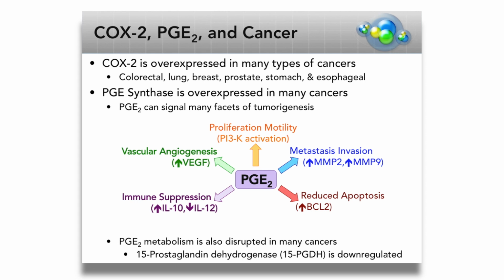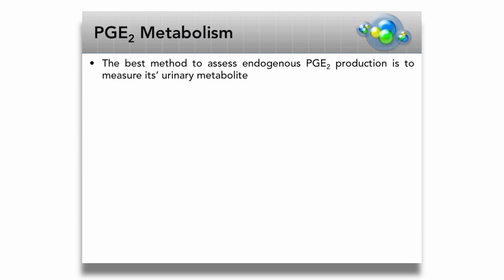It is also important to note that PGE2 metabolism is disrupted in many cancers. The first step in the metabolism of PGE2 is reaction with an enzyme, 15-prostaglandin dehydrogenase. This is downregulated in certain types of cancers, thus increasing the level of PGE2 in these cells. Now, as we've already mentioned, the best way to quantify prostaglandins in vivo is to look at their metabolites.